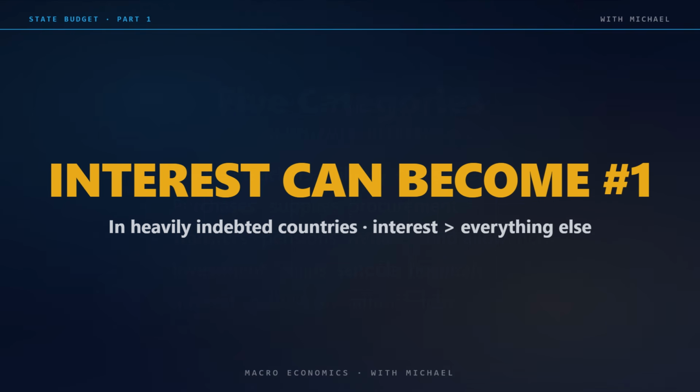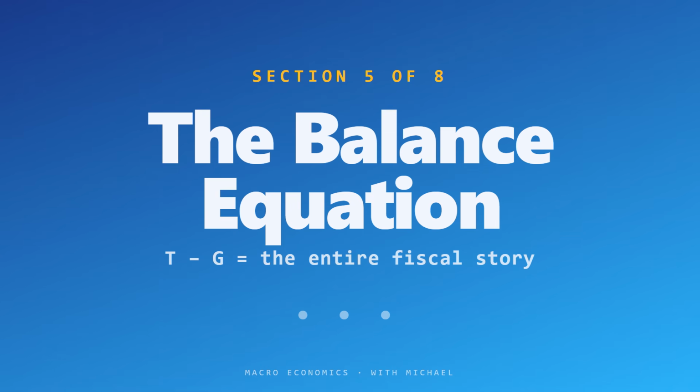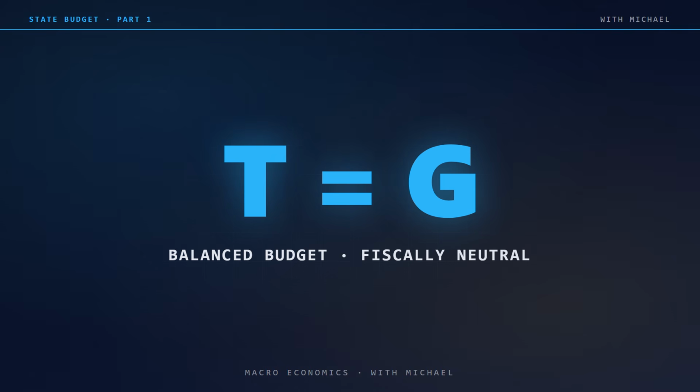Each of these categories has different economic effects. Wages and salaries directly support employment. Purchases stimulate domestic production. Transfers go directly to household incomes. Investment expands long-run capacity. Interest payments reward bondholders. Section 5. The mathematical definition. Let us put this together formally. Let T denote total tax revenue.